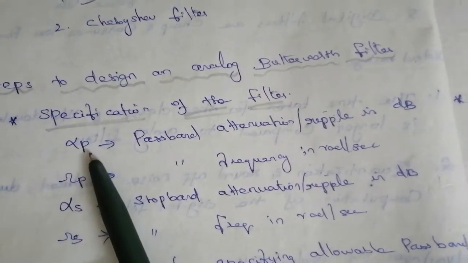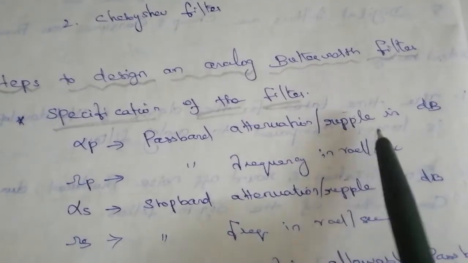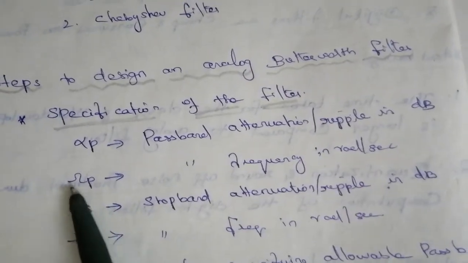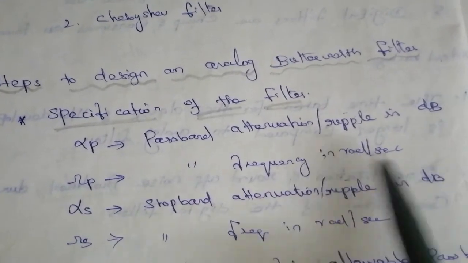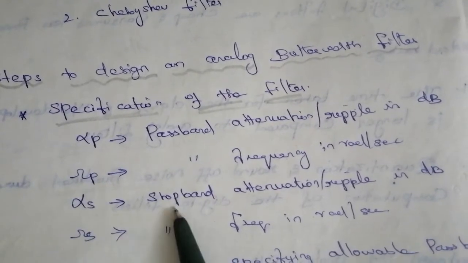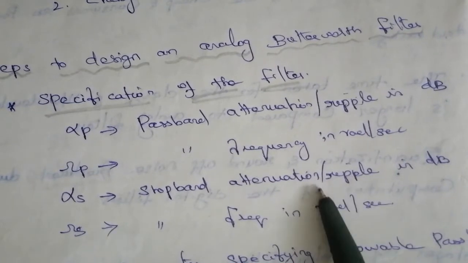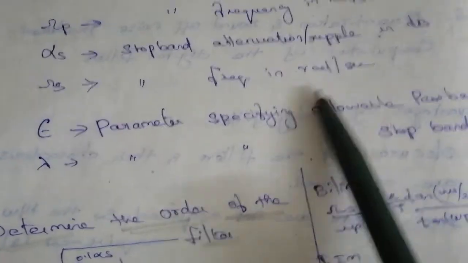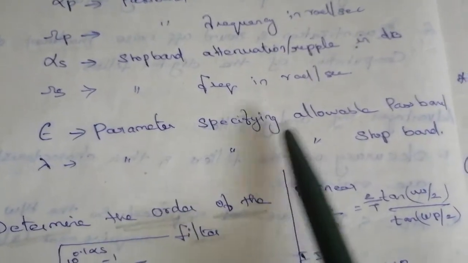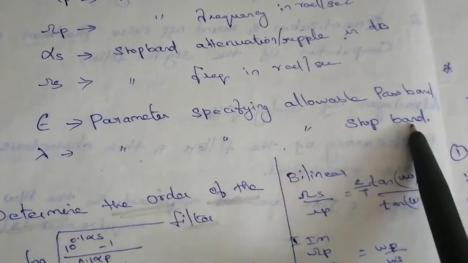First one, alpha P. Alpha P is nothing but passband attenuation or ripple in decibel. Second, sigma P. Sigma P is nothing but passband frequency in radians per second. Then alpha S is the stop band attenuation or ripple in decibel. Then sigma S is the stop band frequency in radians per second. Then epsilon, parameter specifying allowable passband. Lambda is parameter specifying allowable stop band.